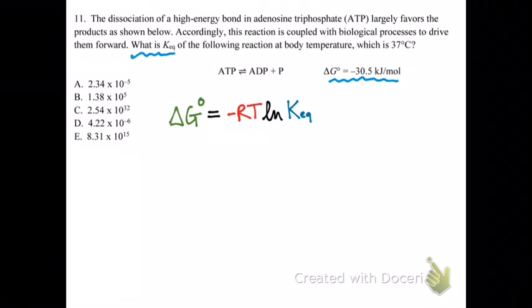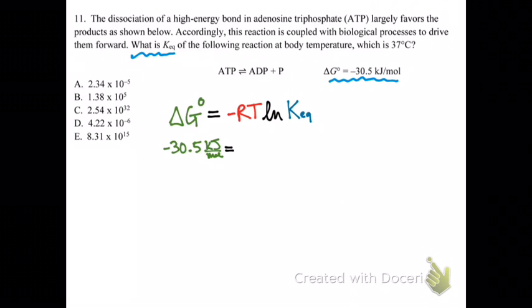The standard free energy change of a reaction, delta G standard, is equal to negative RT times the natural log of Keq. This is what we're going to use to relate our equilibrium constant, which we're trying to find, with our delta G standard, which we're given. So let's plug in our values. We have negative 30.5 kilojoules per mole.